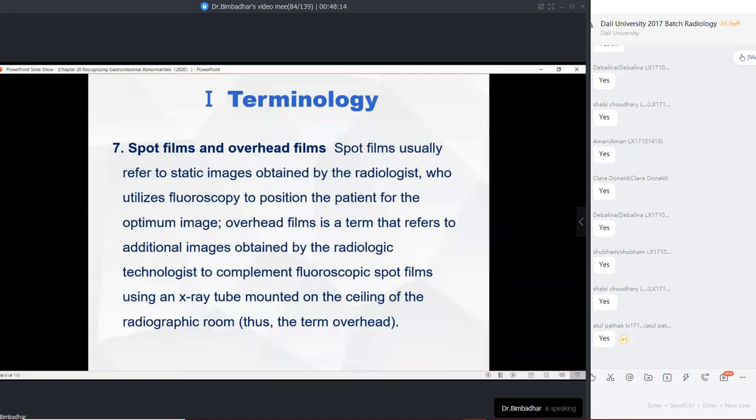First, the radiologist uses a position and gets one better image. Then overhead film refers to the additional images obtained by the radiologic technician to complement, to add, getting different images at different seconds. So with seconds differentiation, not minutes to hours differentiation, so that you can actually get a series of films. One image is technically more than enough.